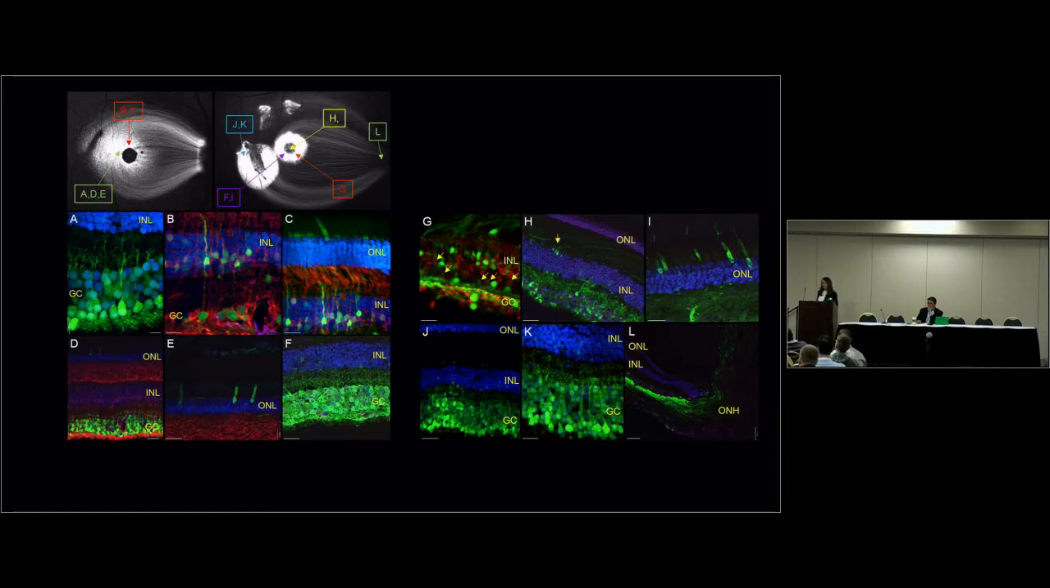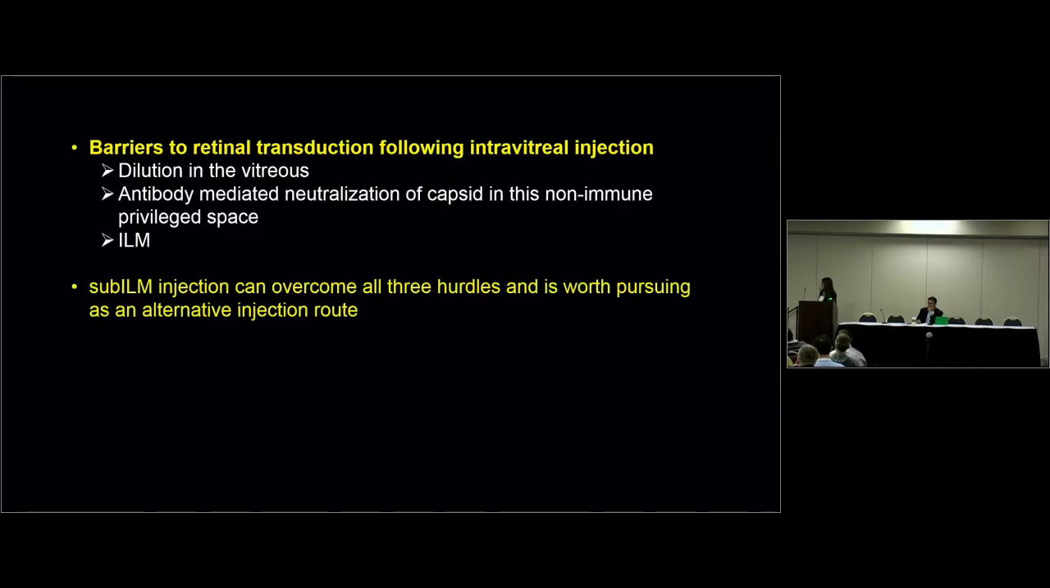So we're excited about this, and we've started to look at other capsid variants, and ideally we'd love to combine some of the variants that we identified in our library screen with this injection technique and see where we can get. But the beauty of sub-ILM injection, again, is that it overcomes the major barriers that we've discussed, the first of which is dilution in the vitreous. The second is potential neutralization by capsid antibodies in this non-immune privileged space. And the third is that physical barrier, which is the ILM. And we think this is a surgical approach worth pursuing because it can overcome all three of these hurdles.